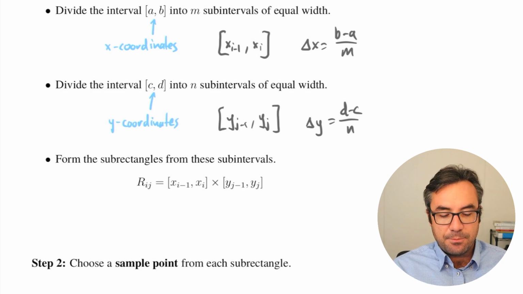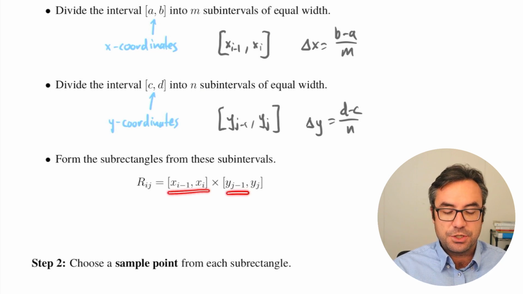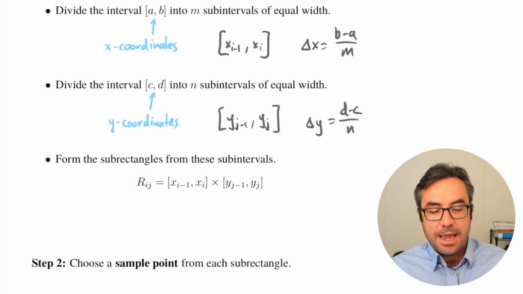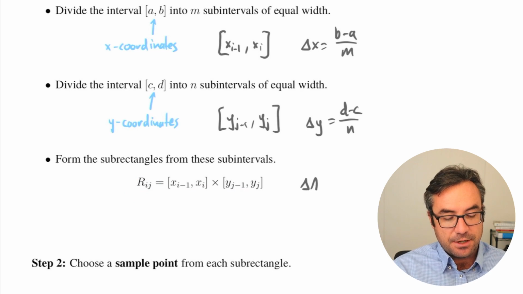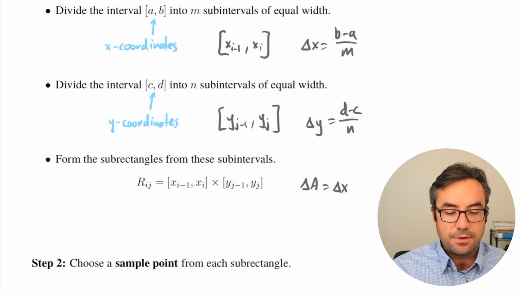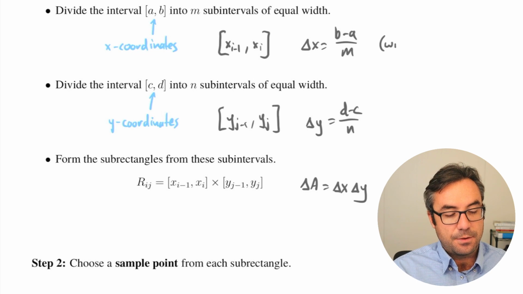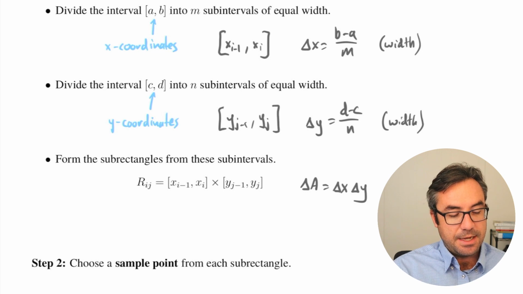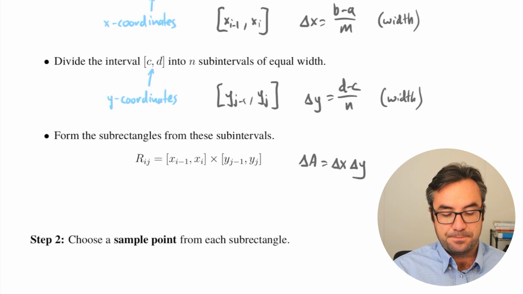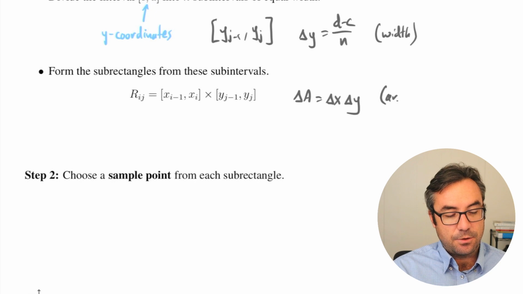And so what we're going to end up with then is a whole bunch of little rectangles, which we'll call R_ij. And the area for each of these little subrectangles is going to be the width in the x direction, times the width in the y direction. So you want to think of these as like width. And then delta A is the area. So we're going to have all these tiny little rectangles.